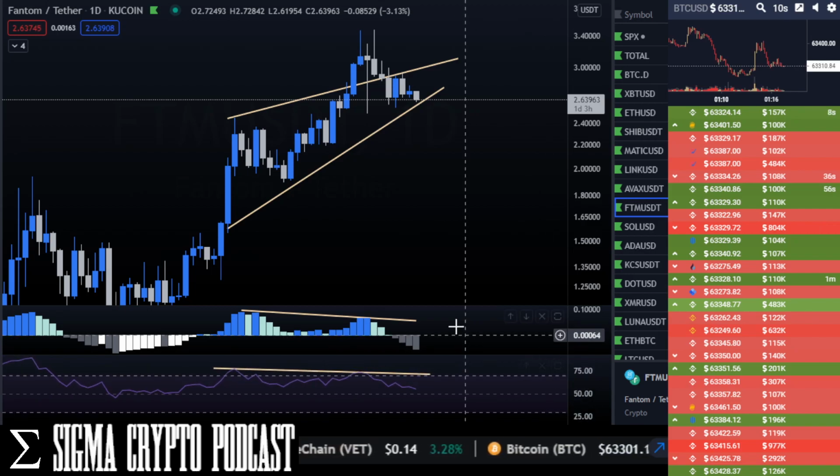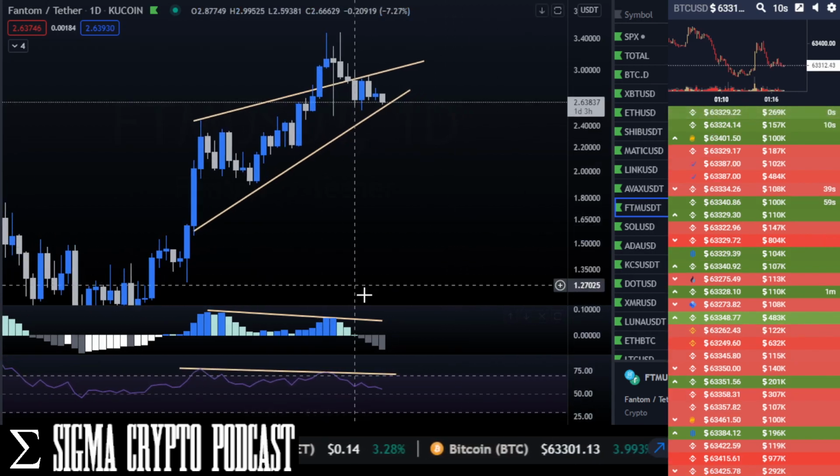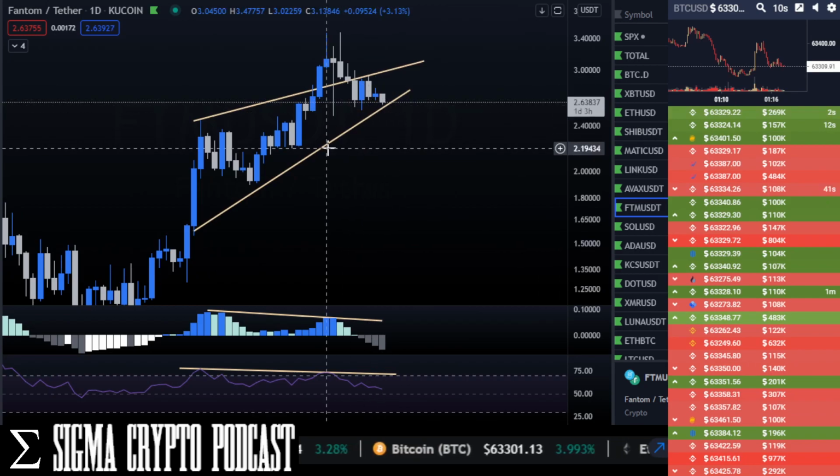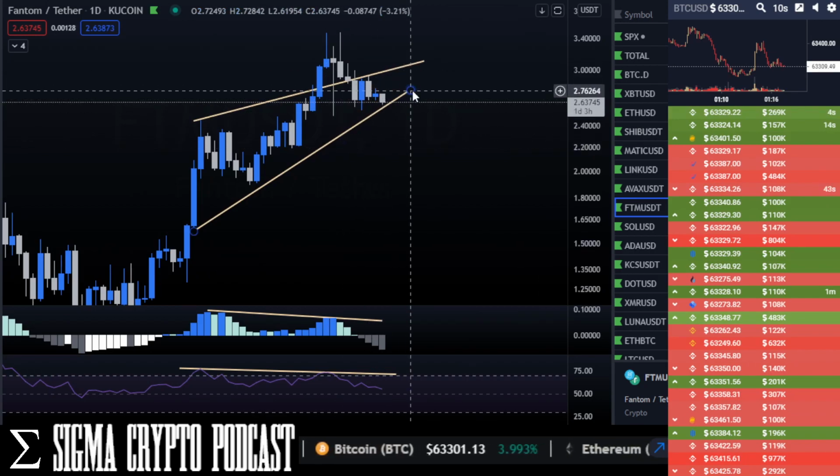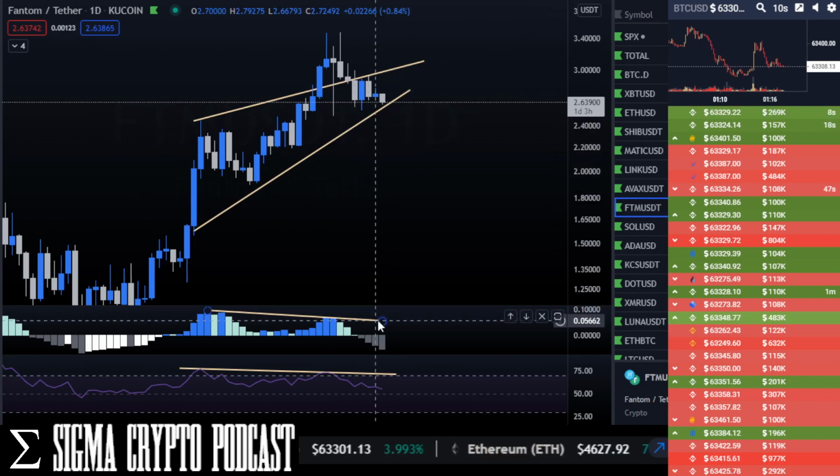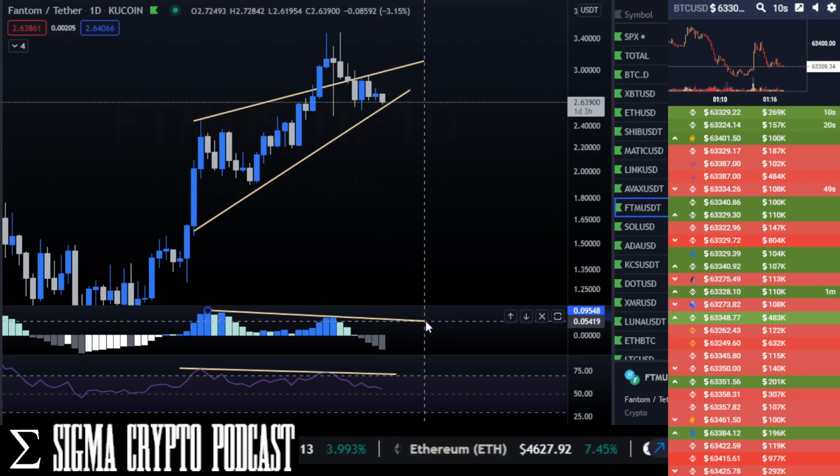But keep in mind, this is exactly what you want to look for to open a short in a bear market. We're in a bull market, with very bullish market sentiment right now.